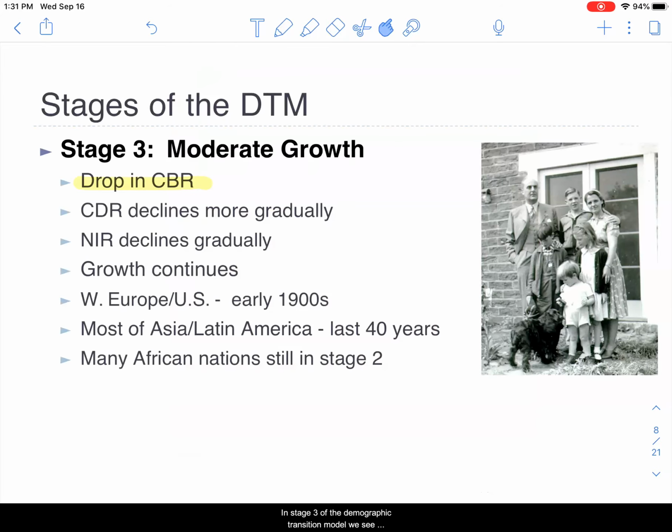In stage 3 of the demographic transition model, we see moderate growth. And what happens here is the birth rate starts declining and starts getting closer to the death rate again. Main reasons for this is that you have more economic opportunities for women, education for women. Families are having fewer children because children are going to live longer. And as a result, you see smaller and smaller families.